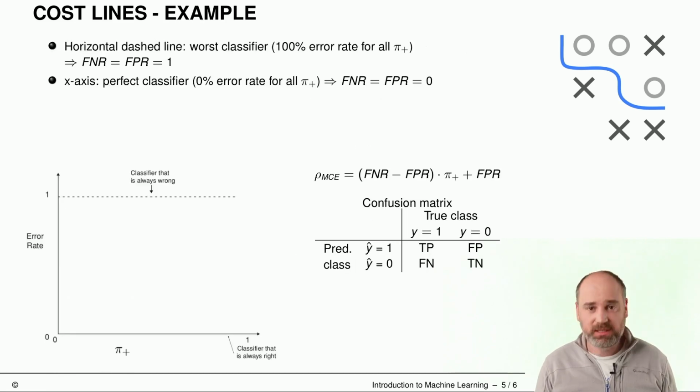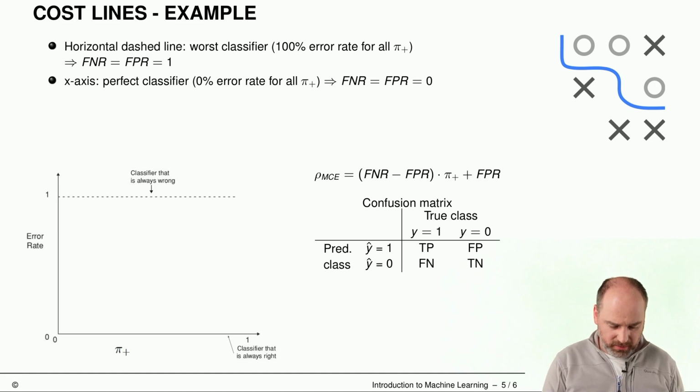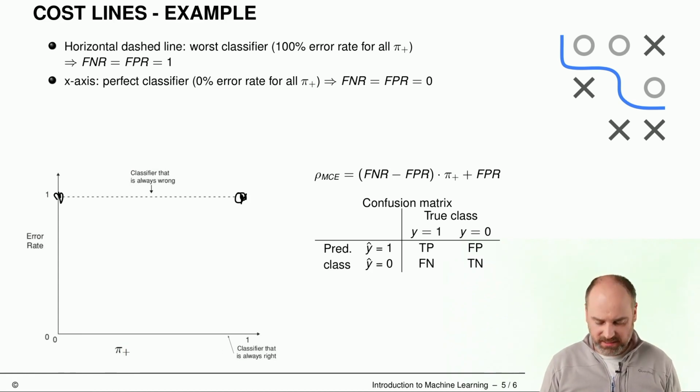Okay, so some further examples on cost lines for specific classification systems. So first of all, we can ask ourselves, how would the worst classifier with an error rate of 100% look visually? Well, that's really easy, because in that case, the false negative rate and the false positive rate would be 1. So we now connect these two dots here, and this dotted line is the classifier that misclassifies everything in our data set. We can also ask ourselves what's the perfect classifier.